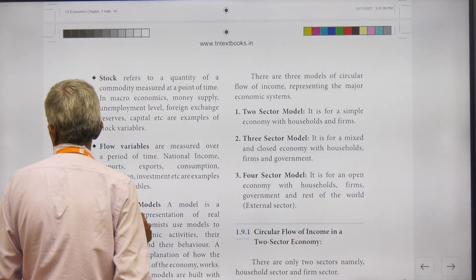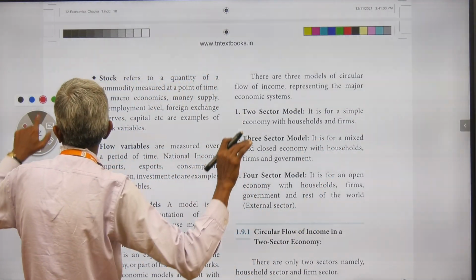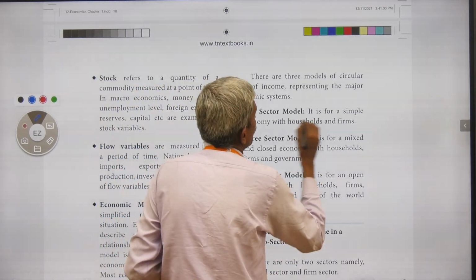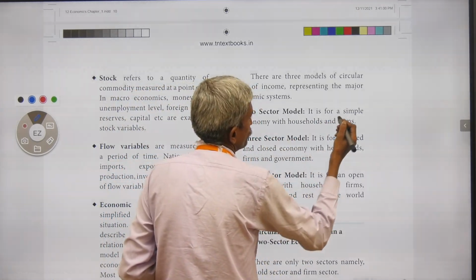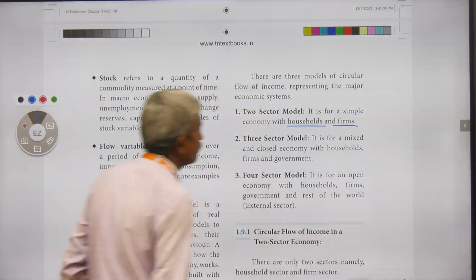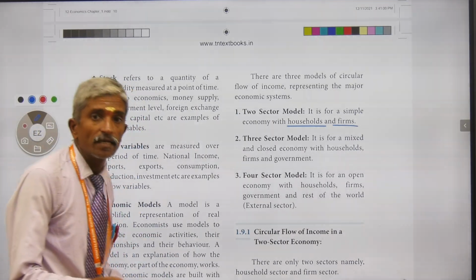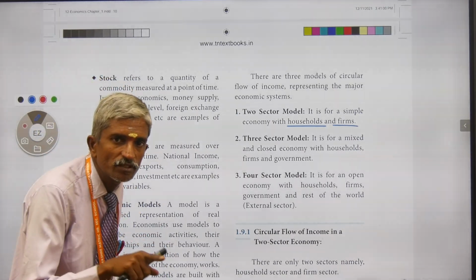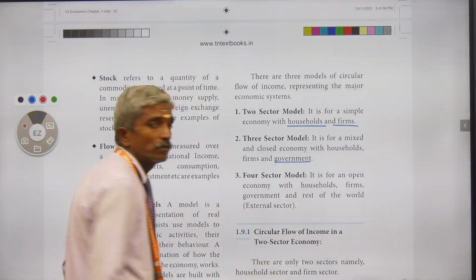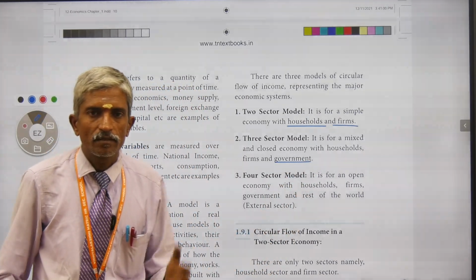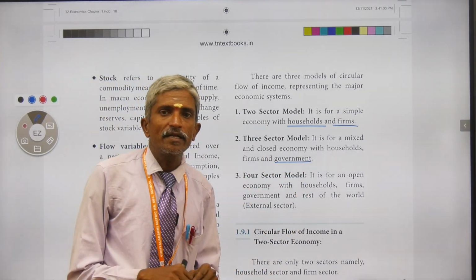Clear? The 2 sector model. The 2 sector model includes 2 variables. One is household, another one firm. Okay. 3 sectors are here. One additional person will enter, the government. Why is the government entering here?